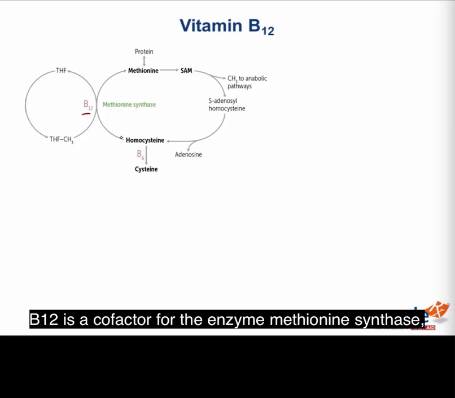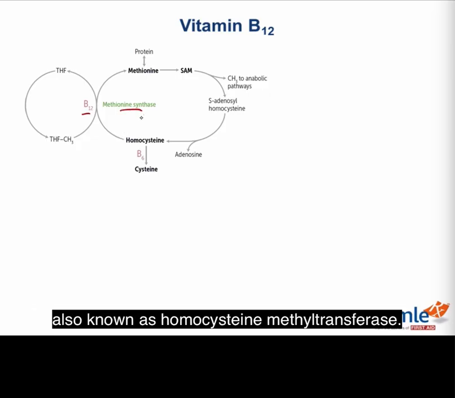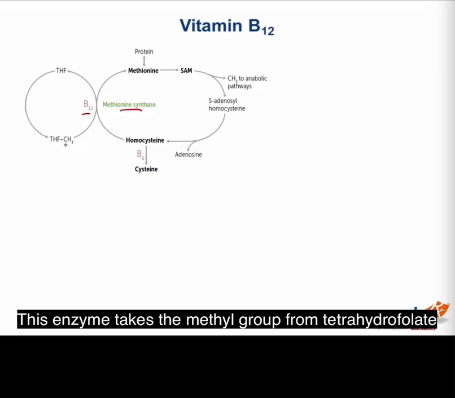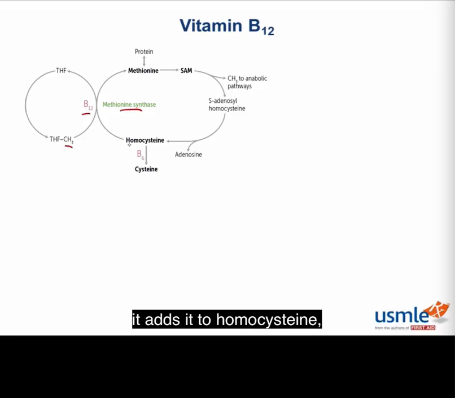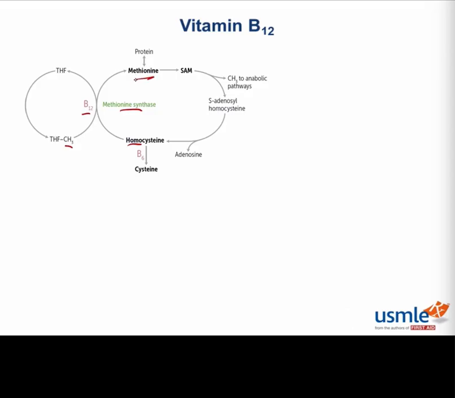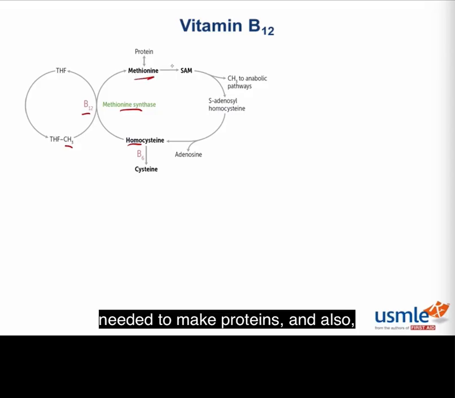B12 is a cofactor for the enzyme methionine synthase, also known as homocysteine methyltransferase. This enzyme takes the methyl group from tetrahydrofolate and adds it to homocysteine, which together create methionine. Now methionine is important because of course you need it to make proteins, and also it can be converted into SAM, which is used to donate that methyl group to other molecules.